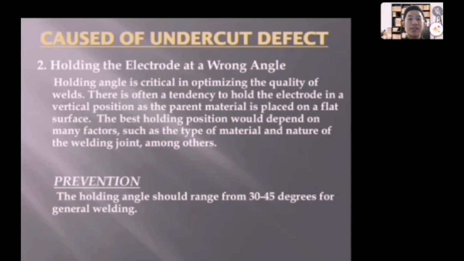Let's move on to the second cause of undercut defect: holding the electrode at the wrong angle. Holding angle is critical in optimizing the quality of the weld. There is often a tendency to hold the electrode in a vertical position as the parent material is placed on a flat surface. The best holding position depends on many factors such as the type of materials and the nature of the welding joint, among others. Prevention: the holding angle should range from 30 to 45 degrees for general welding.